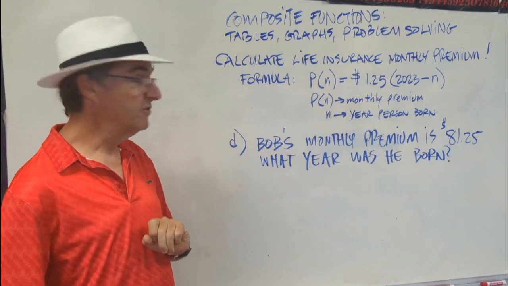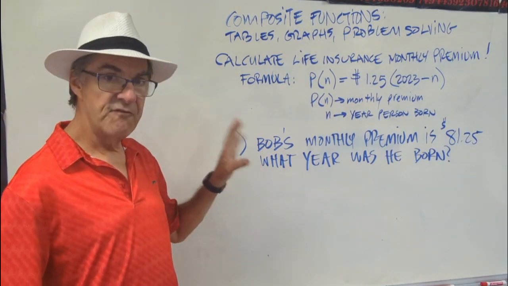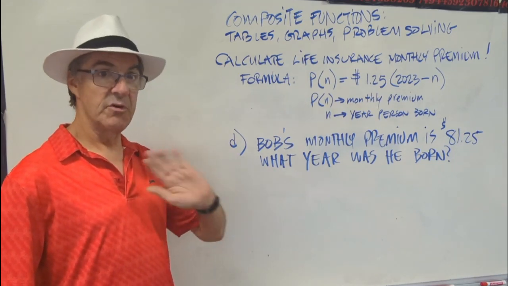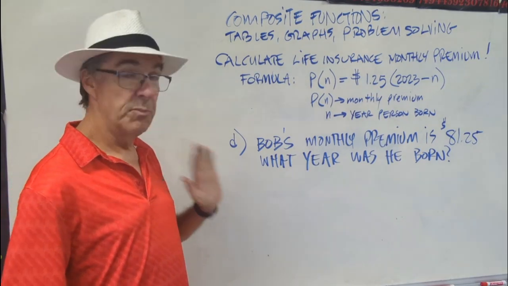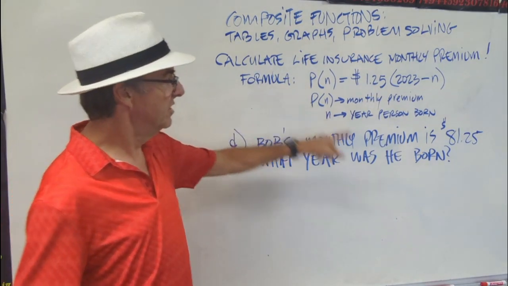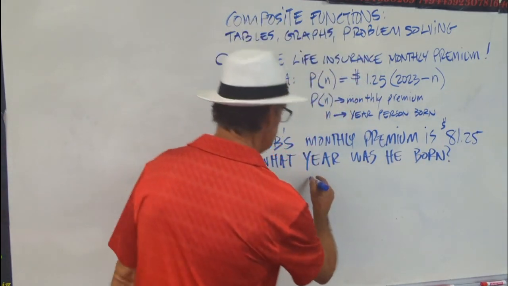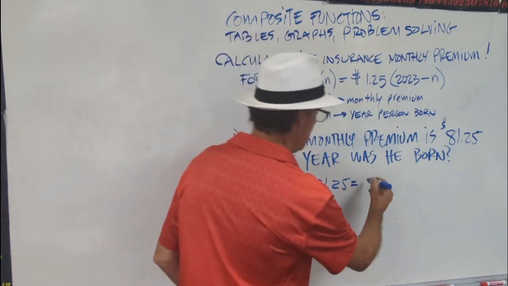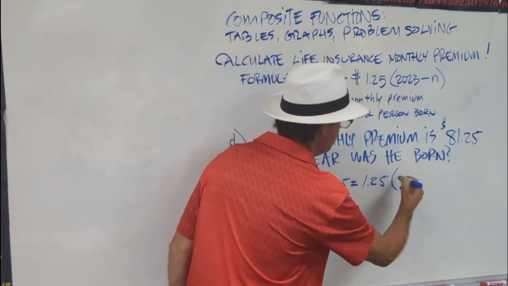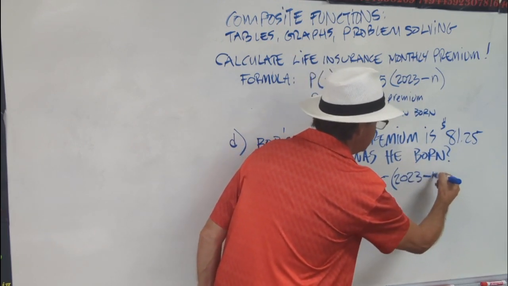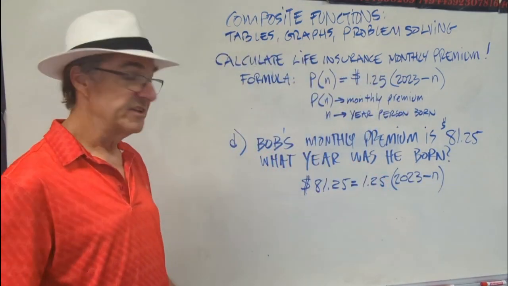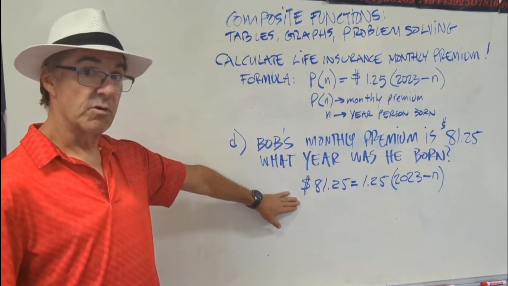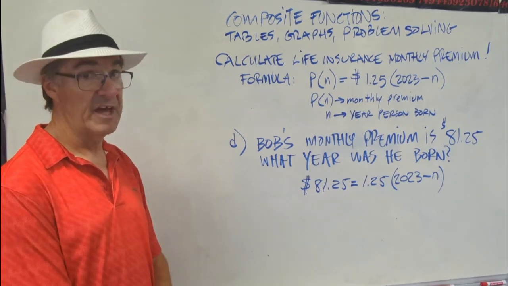Okay, let me give you a hint if you got stuck. Whenever you have a formula and they give you one of the values and ask you to find another, your first step is always a straight up plug-in step. So you put what you know where it goes. So we know the premium. So the premium goes here, 81.25 equals 1.25 times 2023 minus n, where n is the year born. That's what we're trying to find. So now we have our plug-in step done. Now it's just a bunch of straightforward algebra to solve for n. So go ahead, if you haven't done that already, do that now.